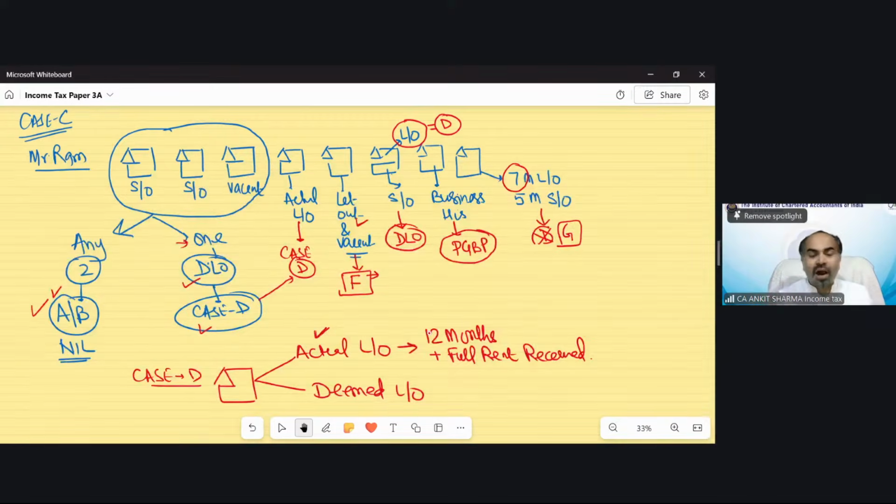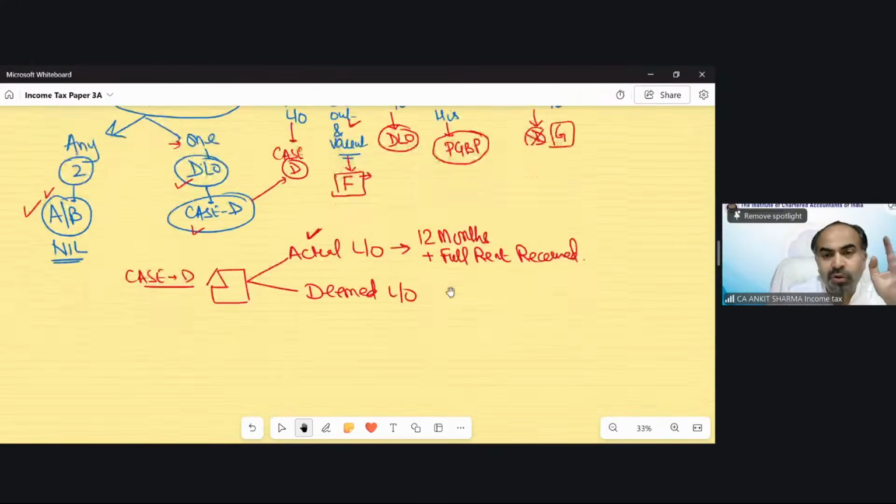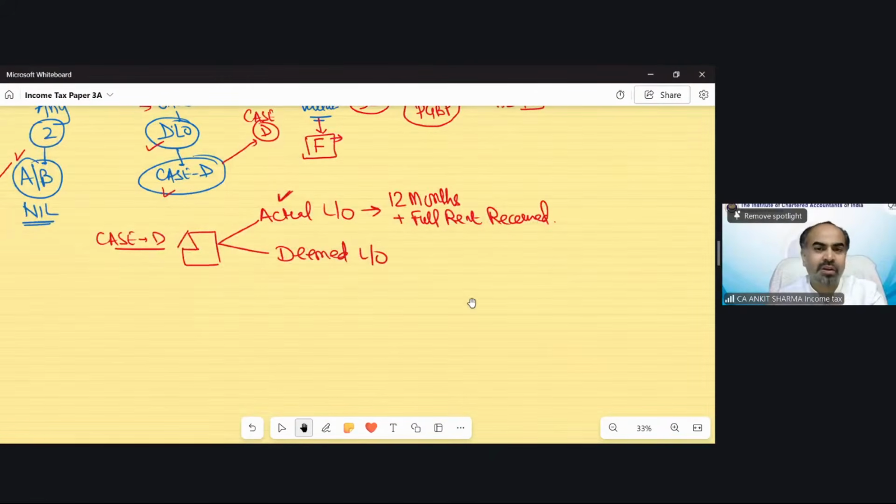So I know I'm not going to apply case number D provision. That is going to be solved as per case number F. So case D will consist of 2 kinds of questions. If the property is deemed let out category, or if it is actual let out, but the property should be actual let out for full year. If it is less than 12 months, D would not be applicable.